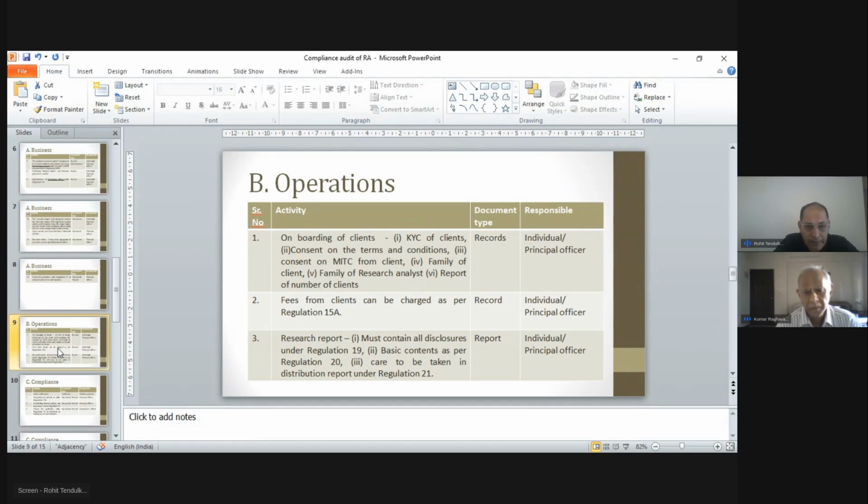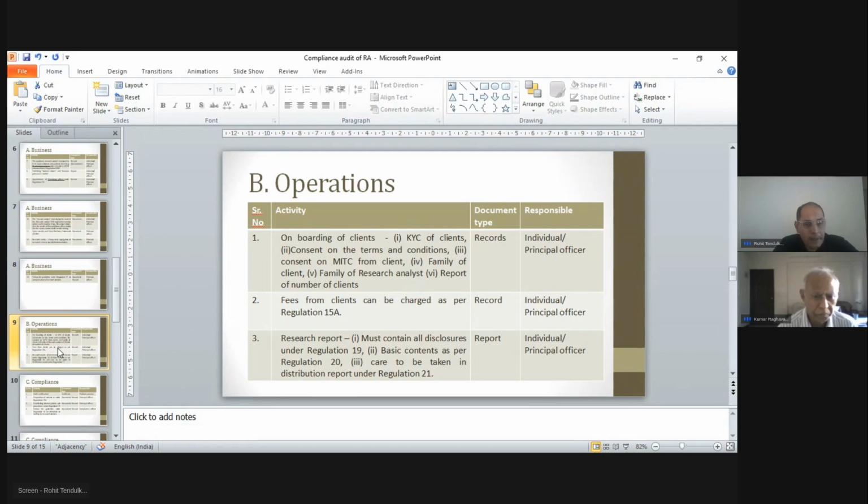Next point is fees from clients can be charged as per regulation 15A. Now 15A specifies that you cannot charge beyond a certain limit, that is 1,51,000 for the current financial year, from the clients who are family. So a record with respect to that is required to be kept. Segregation or identifying of the family must be done in this way. The responsibility for identifying and keeping the records is on the individual or principal officer.